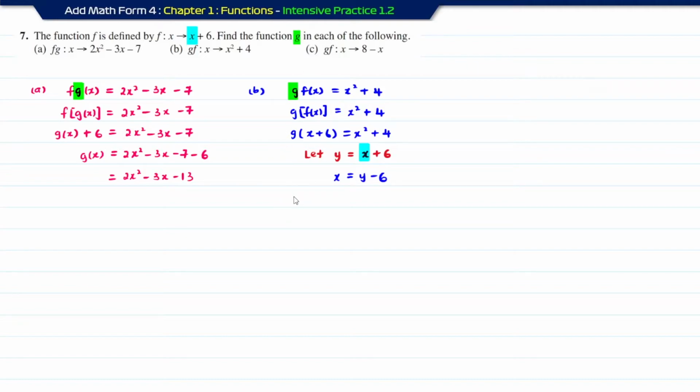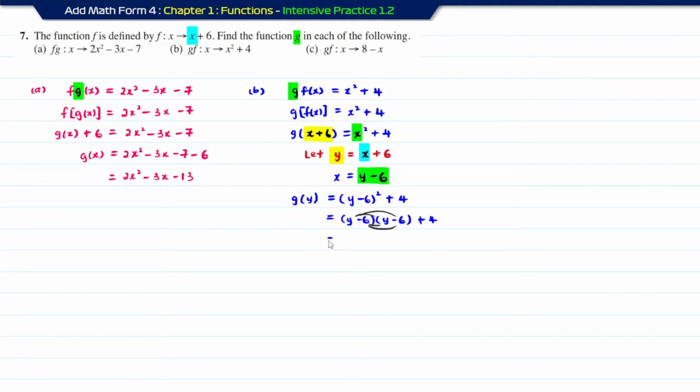So let us continue from here. Now this x plus 6, we're going to replace it with y. So g(y) equals, and this x here, we're going to replace it with the inverse function, y minus 6. So therefore, we're going to have brackets y minus 6 squared plus 4. So here it means you're going to have two brackets of y minus 6 plus 4. To solve this, you need to expand it.